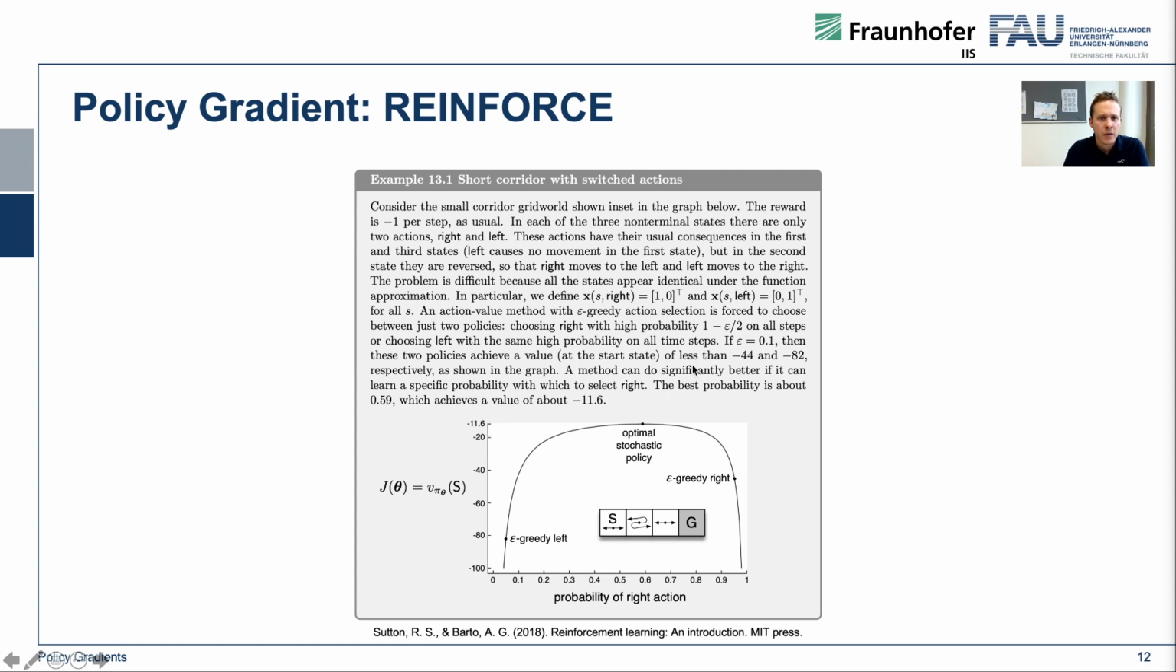And you see that with this kind of combination, where you come up with epsilon greedy left and epsilon greedy right policy, you can achieve an optimal stochastic policy, which can be trained in the end to reach the optimal policy that you can actually estimate from the environment.